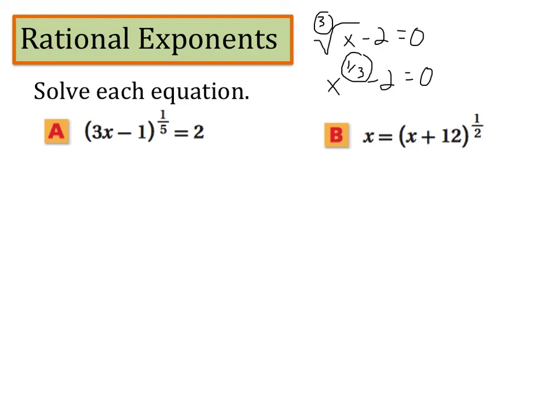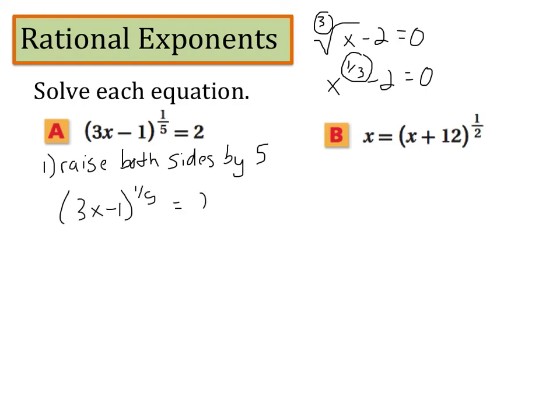So let's look at example A. Example A, we have 3x minus 1 raised to the 1/5 equals 2. So if I want to get rid of that 1/5, what I have to do is raise both sides to the 5th power. So I have 3x minus 1 raised to the 1/5 equals 2. So I have to raise both sides to the 5th power.